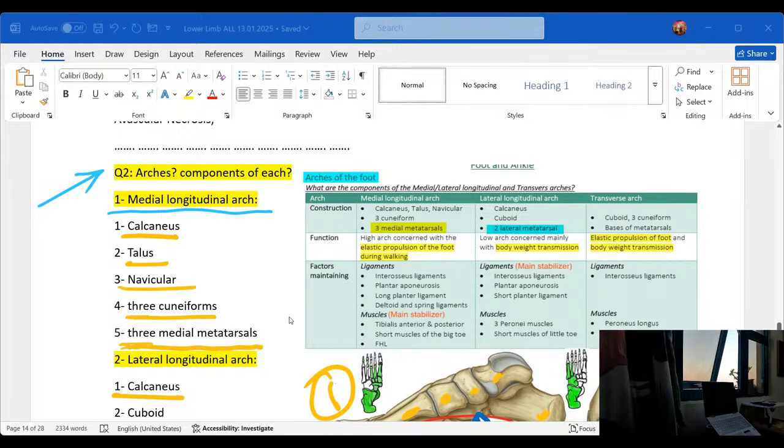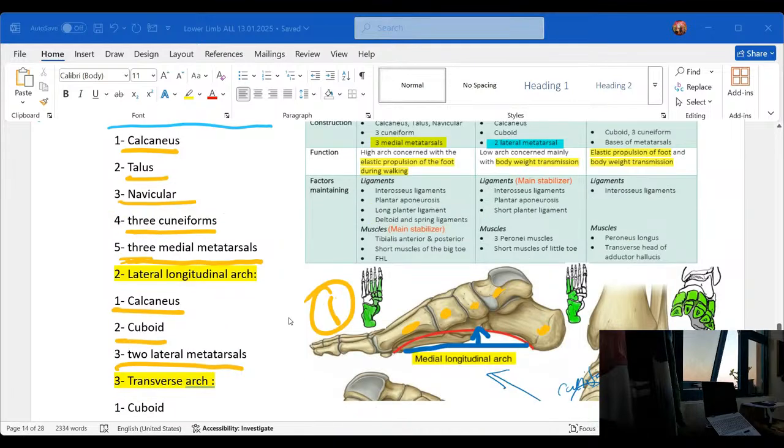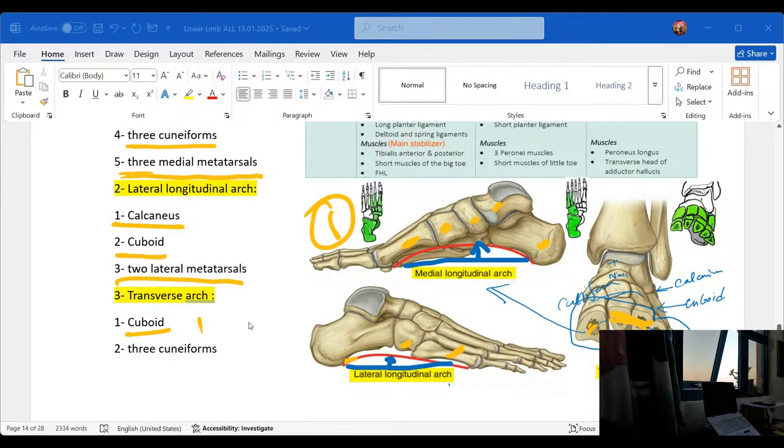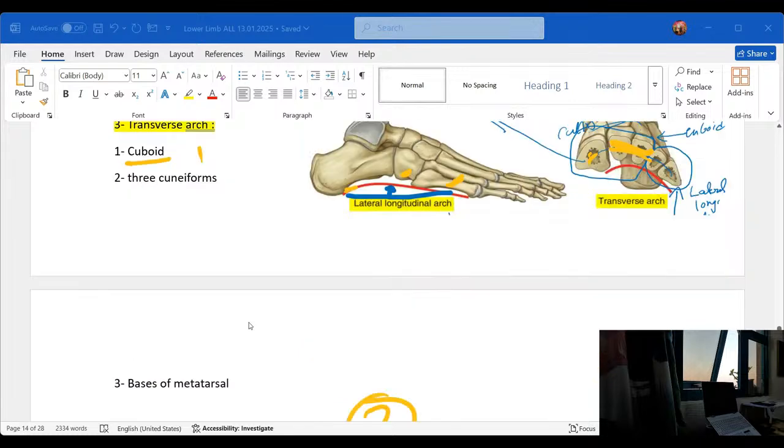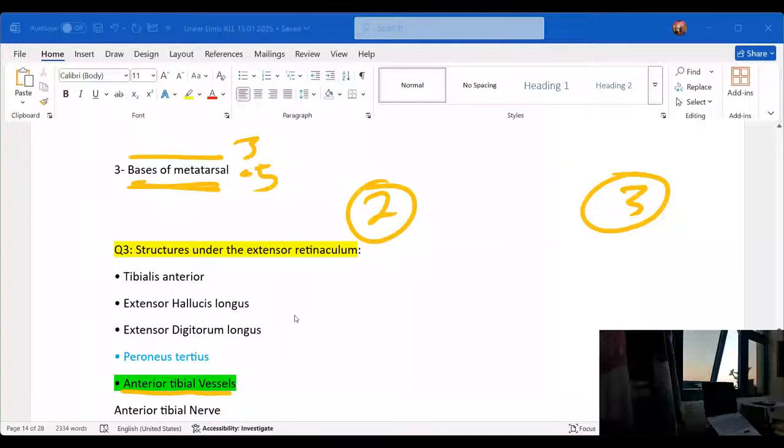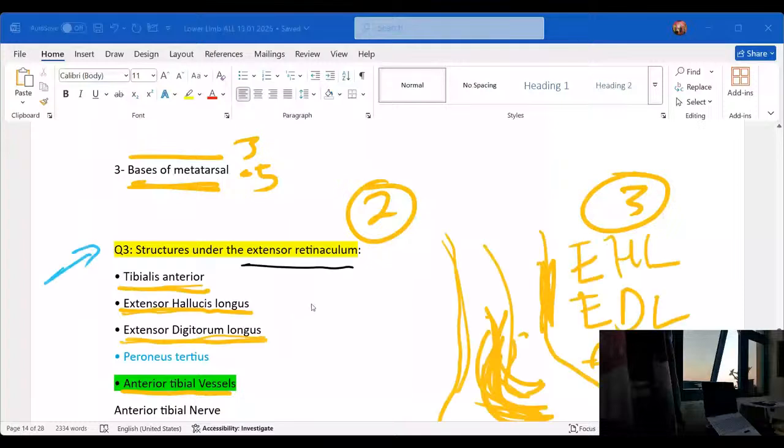Lateral longitudinal arch: calcaneum, cuboid, and lateral two metatarsals. Transverse arch: cuboid, three cuneiforms, and bases of the metatarsals. Okay, structures under the extensor retinaculum.